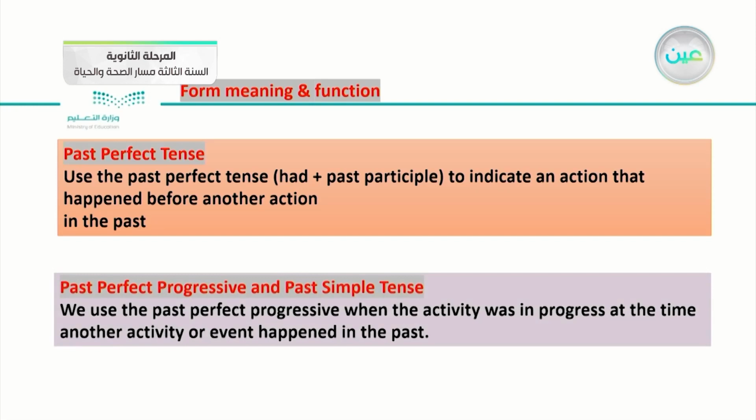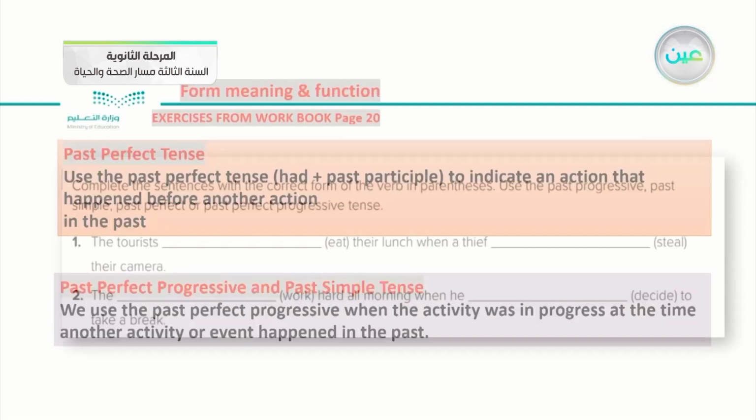Okay, they told us that the past perfect progressive and the past simple tense are different. How do we know that? We use the past perfect progressive when the activity was in progress at the time another activity or event happened in the past. Again, we use the past perfect progressive, which we discussed before in the previous slide, when the activity was in progress at the time another activity or event happened, in which tense? In the past also.